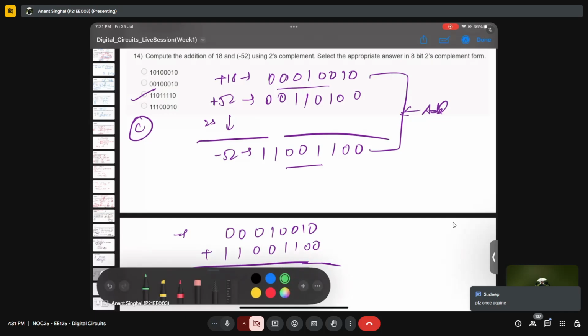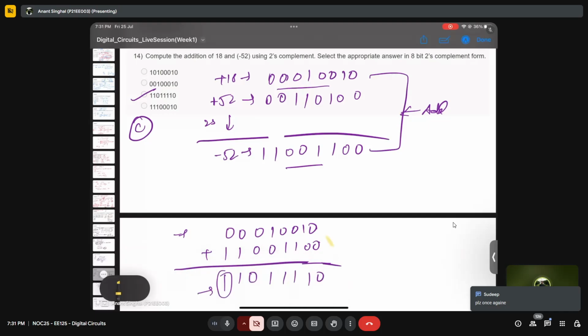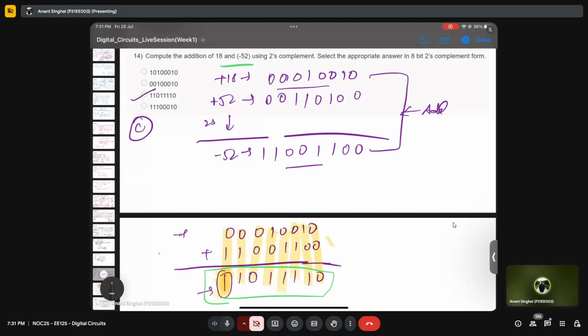Okay, let me maybe highlight. So 0 plus 0 will give me 0, then 1, this is 1, this is 1, this is 1, this is 0, 1 and 1. And by 1, we can clearly see the final answer is negative. That is what we want. So that is why this is the final answer in the 2's complement form. That is what has been asked in the problem.